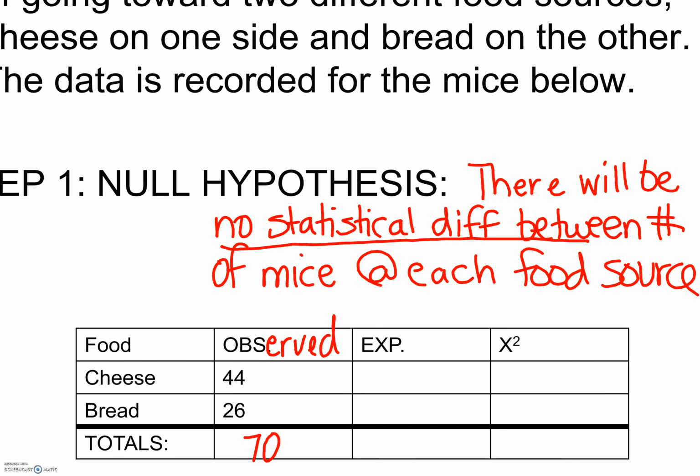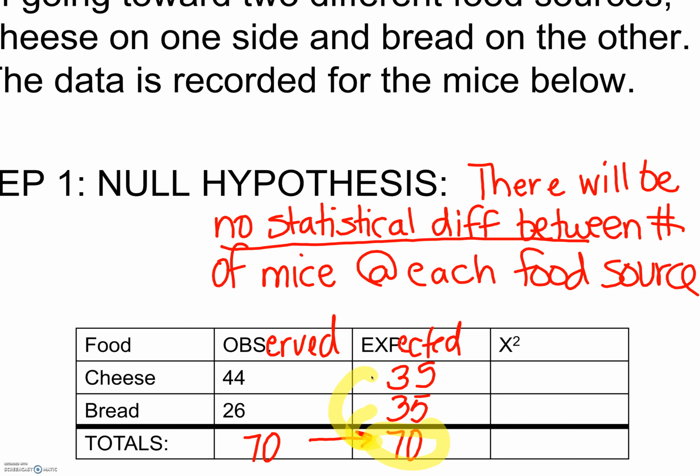All right, now you've got to figure out how many mice you expected to go to each side. Your total is still 70 mice. Based on a null hypothesis, we assume there's going to be no difference in the number of mice at either side. Therefore, how many mice would we expect to be on either side? 35. To get your expected, you will always basically take your total and divide it by the number of options.